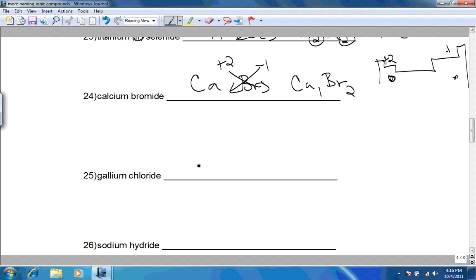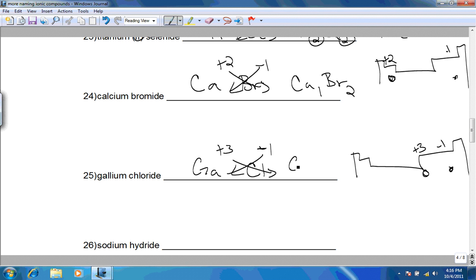Alright, gallium is Ga, chloride is Cl. Looking on the periodic table, gallium is right here. It's in the +3 row. And chlorine is right here. It's in the -1 row. Crisscross those, and it becomes GaCl3. And that is for 21 to 25. And we're going to stop right there.